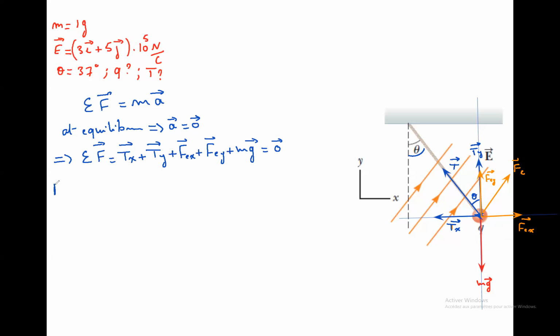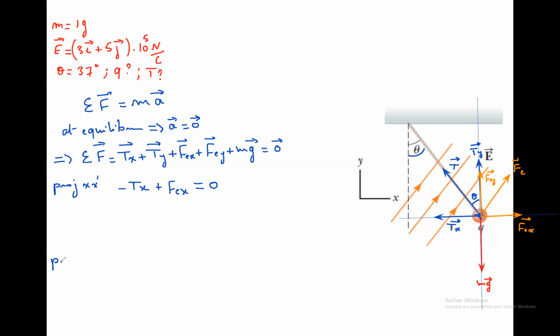Okay? Now we do the projection on x prime x. On the x-axis, we have Tx in the negative direction and Fex in the positive direction. So we can write minus Tx plus Fex equal to 0.